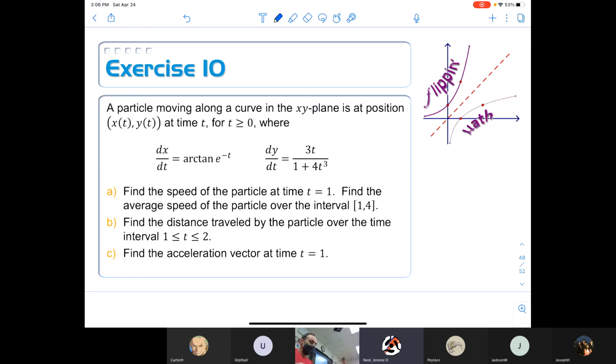Okay. All right, so a particle moving along a curve in the XY plane. The reason why I want to do this one is because this one's backwards. Notice that we have essentially the velocity components of X and Y instead of the position. Find the speed of the particle at t equals 1, and then find the average speed of the particle over the interval from 1 to 4. That should be fun.